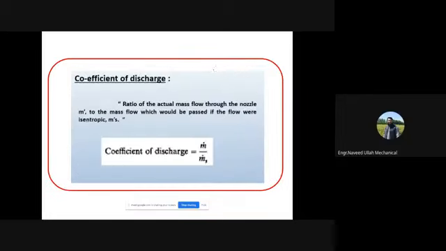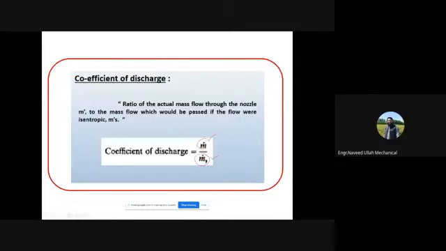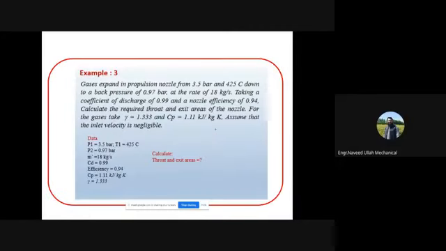Then after that we have coefficient of discharge, right? Coefficient of discharge क्या है? Mass flow rate when the process is real and the mass flow rate when the process is isentropic. So the ratio of these two is your coefficient of discharge. So it is the ratio of actual mass flow through the nozzle, m dot, to the mass flow which would be passed if the flow were isentropic. ठीक है, तो real process में जो mass flow है और isentropic process में जो mass flow है, that is basically your coefficient of discharge, right? So these are actually some definitions. You can look at your book also, but simple ones.